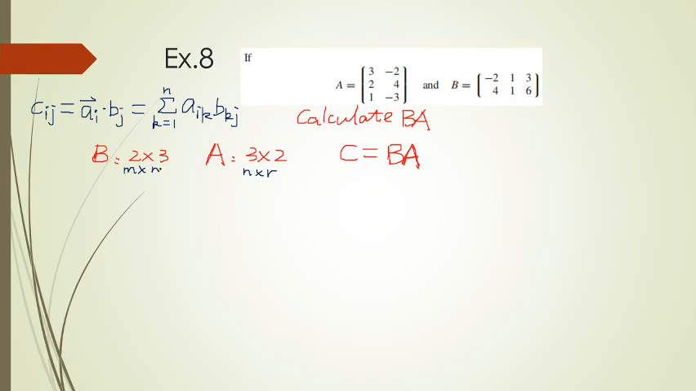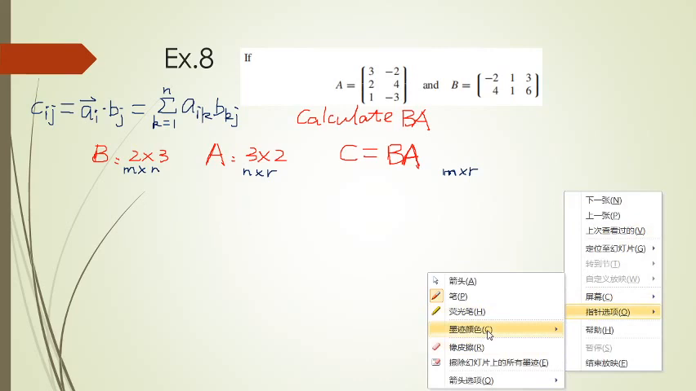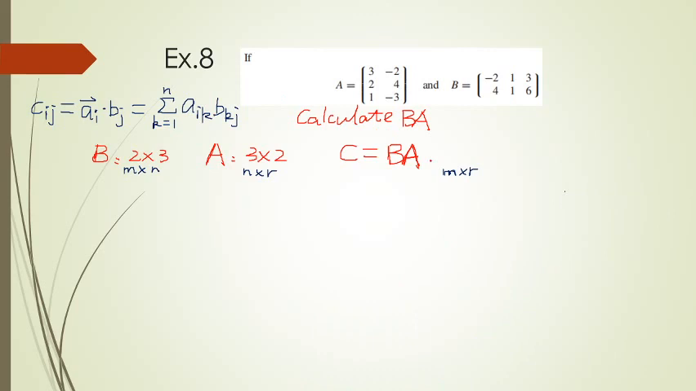Then what is M by R for matrix C when we have B times A? That will be 2 by 2, right? So that will be 2 by 2, which means my matrix C equals B times A. This is another matrix. I just represent the product of B and A as matrix C, which forms a new matrix. So it's 2 by 2.